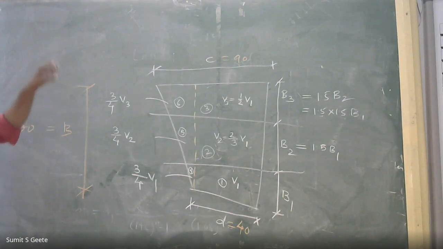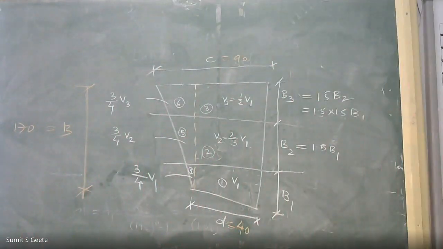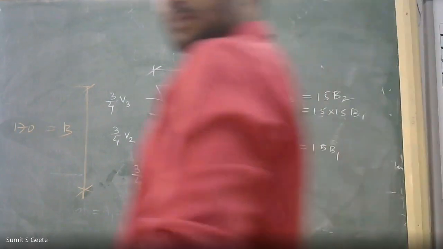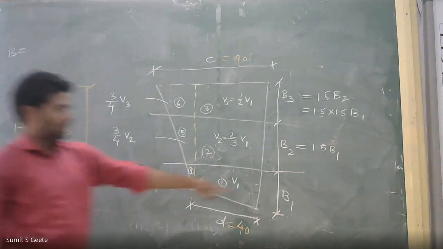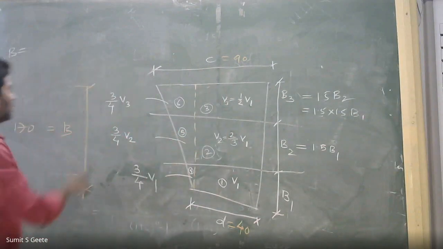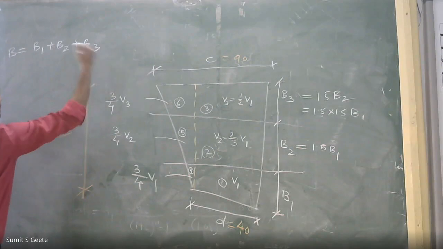So assess the value of this irregular shape of plot by the building method. Is it okay? So I can write down: capital P is equal to B1 plus B2 plus B3.